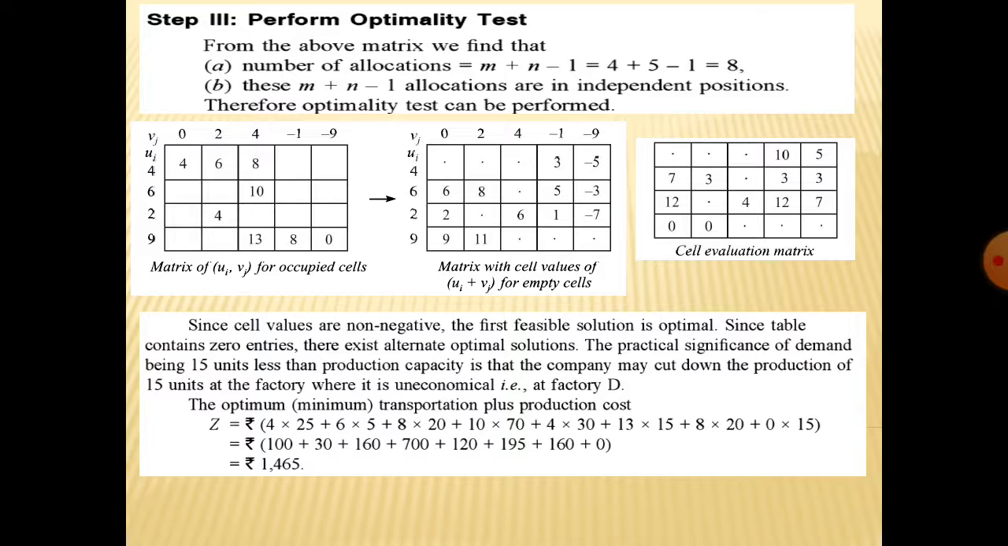The practical significance of demand being 15 units less than production capacity is that the capacity may be cut down by the production of 15 units at the factory that is uneconomical, that is factory D. The optimal minimum transportation cost Z is equal to this much. We have to solve the problem like this. Okay.